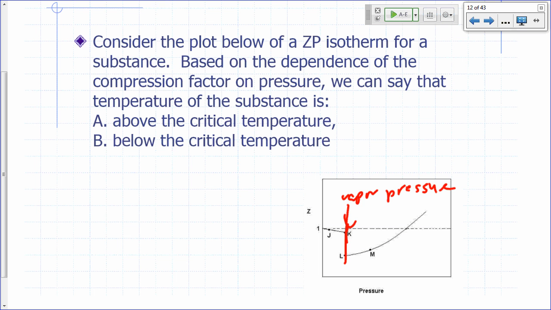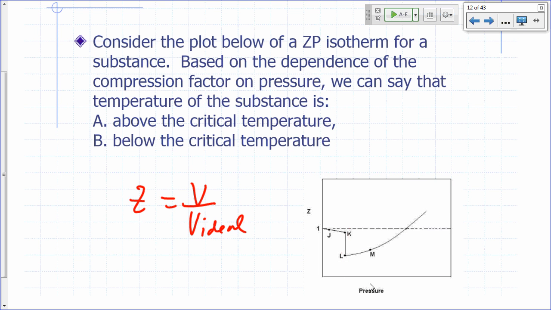See, a drop. Remember, what is Z? It's a ratio of volume to the ideal volume, right? So when you see that drastic drop in Z in your isotherm, that corresponds to liquefaction or deposition. Deposition is the opposite of sublimation, going directly from a gas to a solid. Even if, say, that graph drops above where 1 is, would it still be considered below the critical temperature? If you see that drastic dip, then you are below the critical temperature.